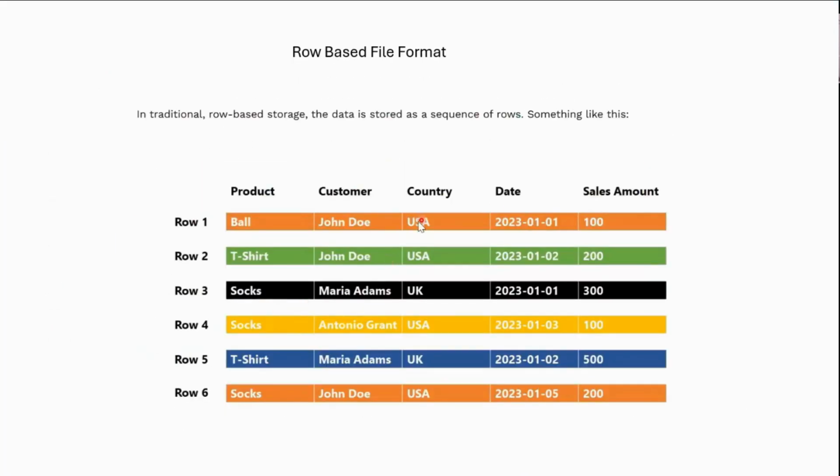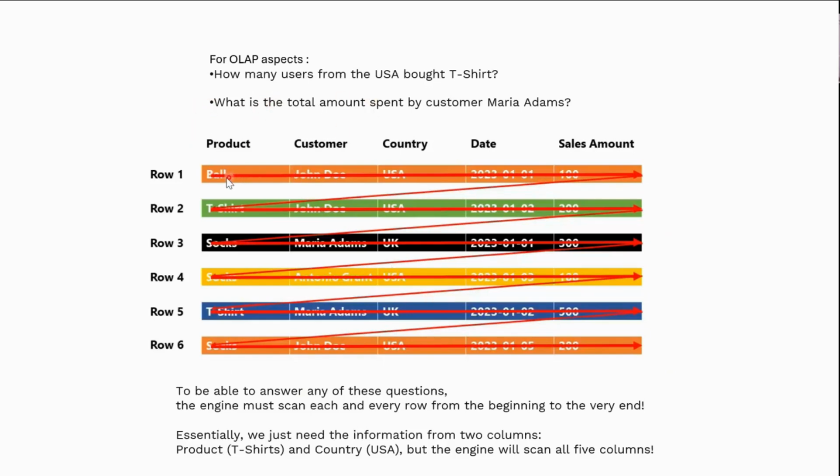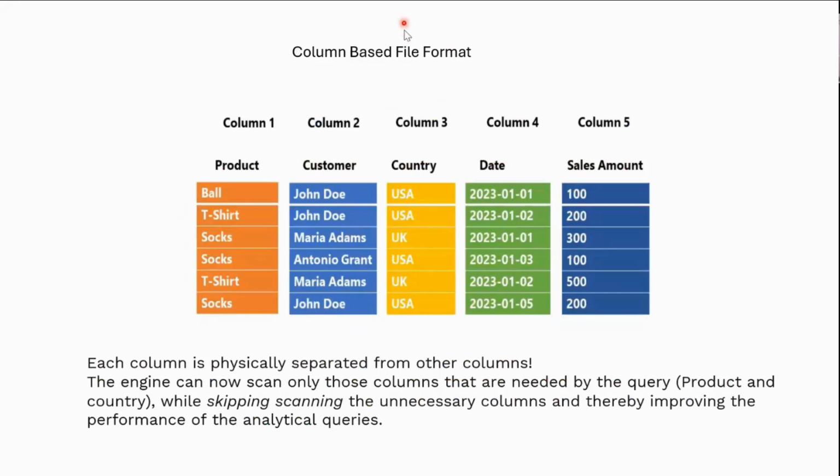If you see in row-based file format, to answer any query, I have to scan across every row and every column, correct? Meaning to just answer a simple question, I have to scan row by row across every column. But in case of a columnar format, though I have to scan every row, I can skip the columns based on the necessary columns that are needed for the analytical query. So in case of customer and the sales amount, I can skip this, thereby increasing the performance. But still, I have to scan every row.